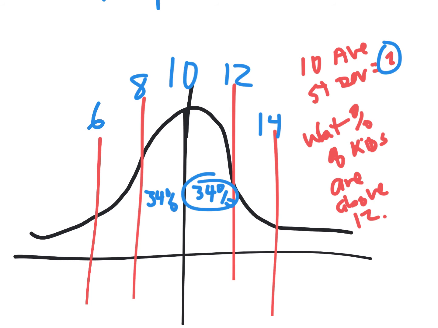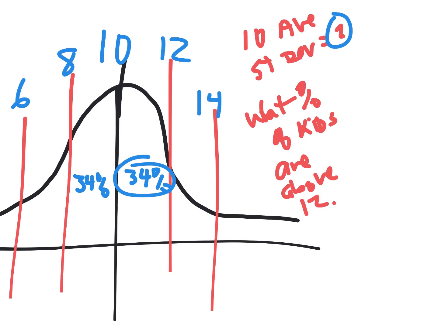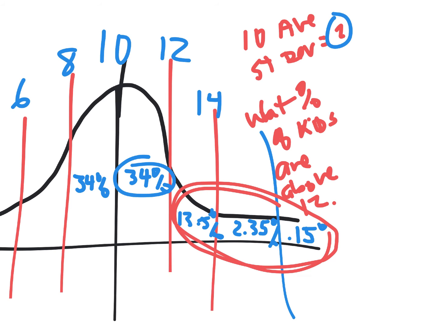And then I can keep going, but I said 12 or bigger, so that actually wants to add up these three, which are 13.5. You can get that off a chart. 2.35, I think. Does that sound right? I think so. And then the last one is 0.15. And I've just memorized that these three together add up to 16%. It kind of helps me, because 16 plus 34 makes 50, right? So doesn't that make sense? So those three together make 16. So if you want to save yourself a bunch of time, 16% was the answer to our question.